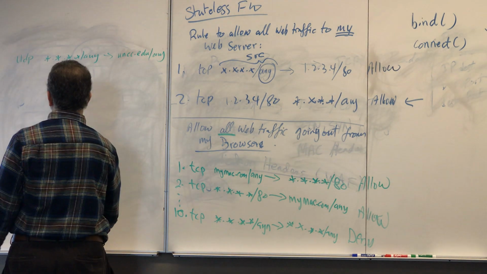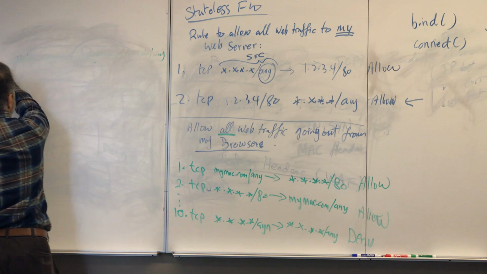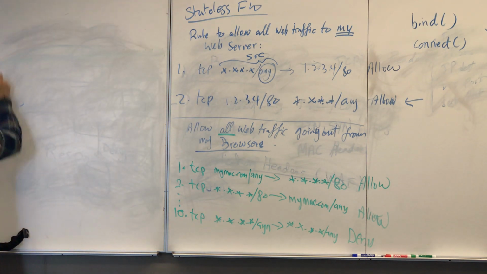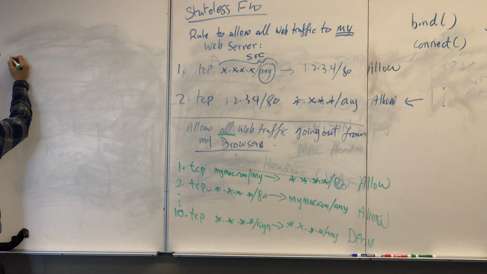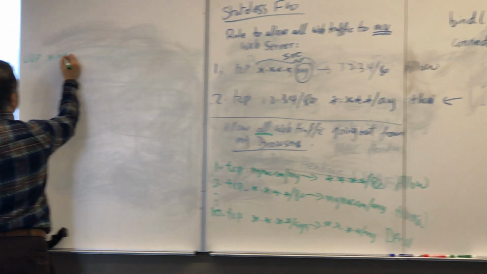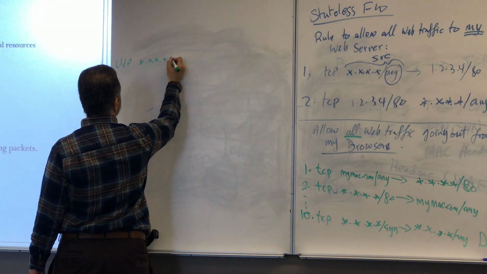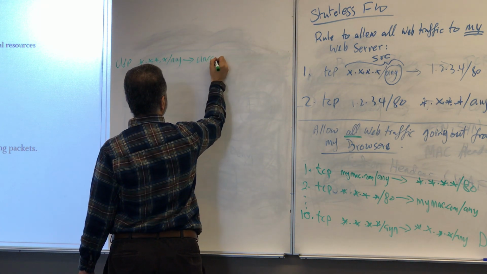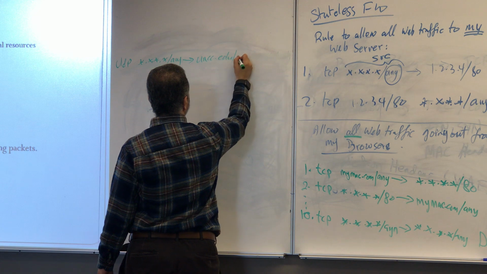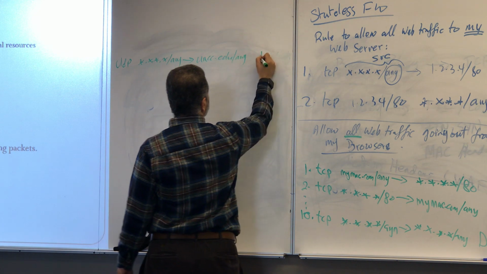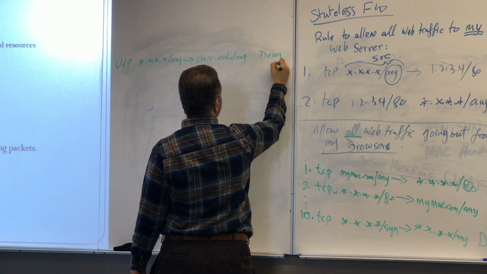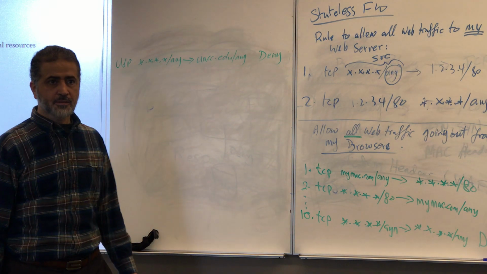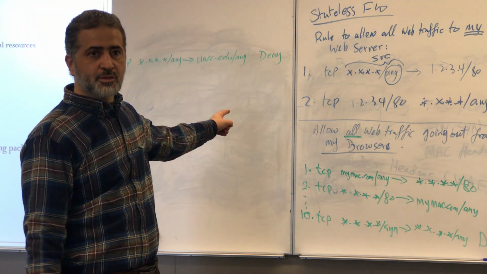Make a space here. UDP, and then star, any. This is UNCC.edu, any. You can block it on 1900. Deny. This will do what?